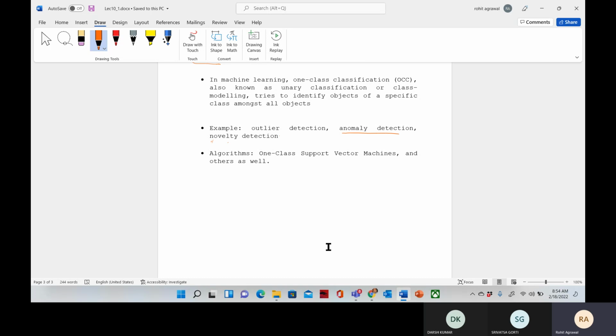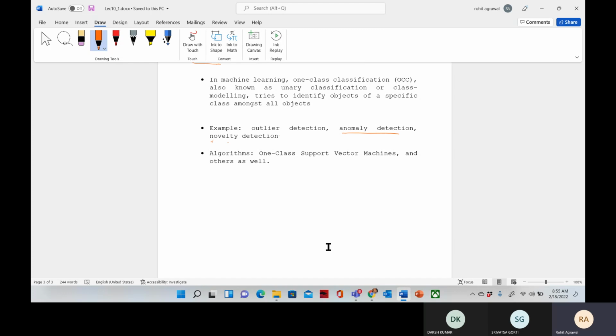Most common example is Facebook images. Whenever you upload an image, Facebook will suggest tag this friend, tag this friend, tag this friend. And imbalanced classification is when we have data which is imbalanced.